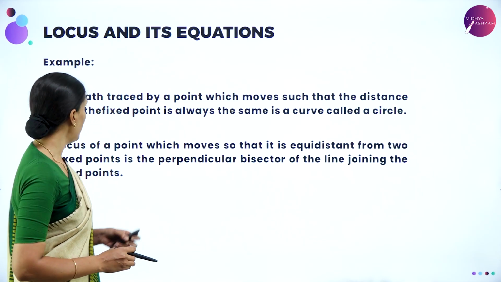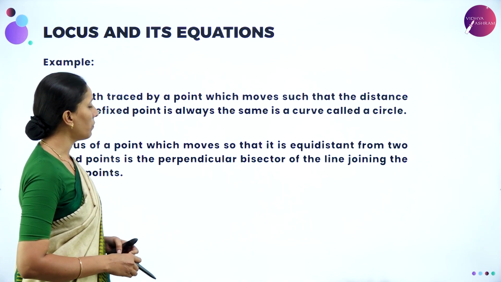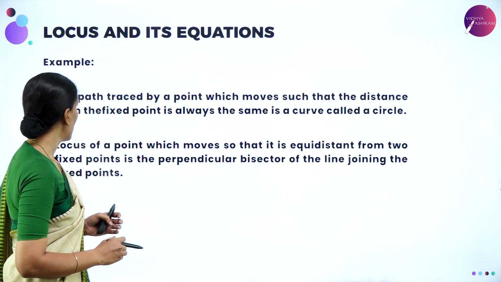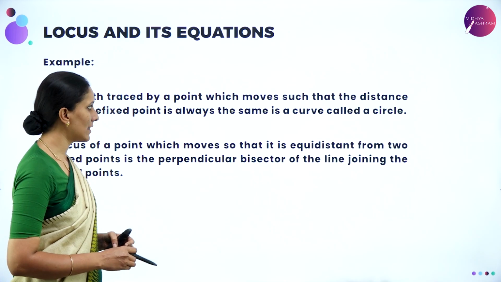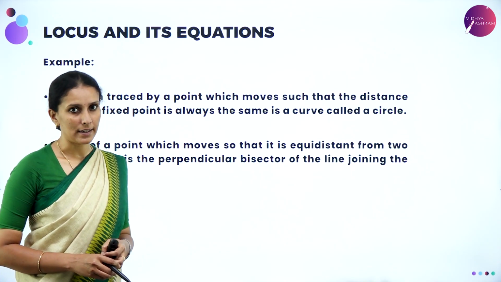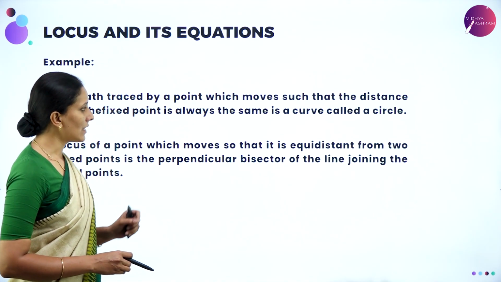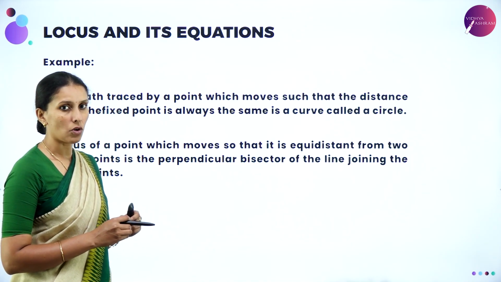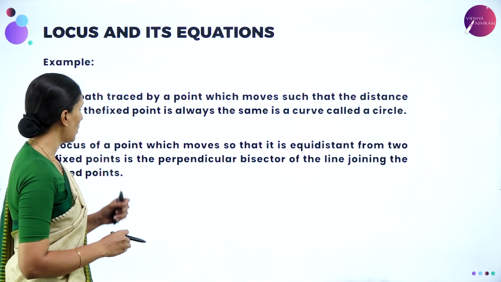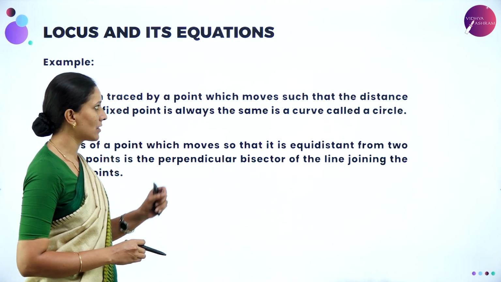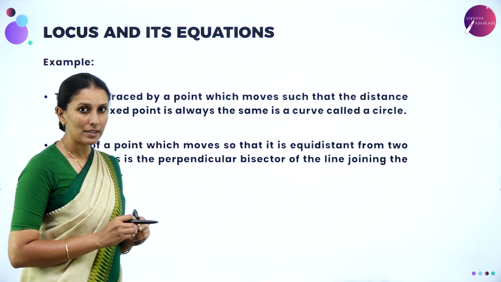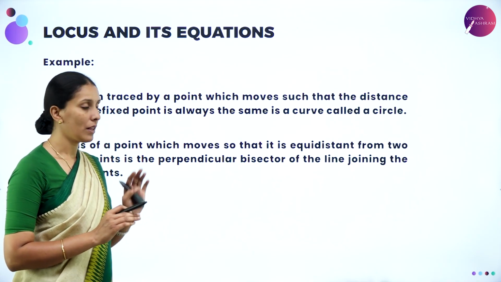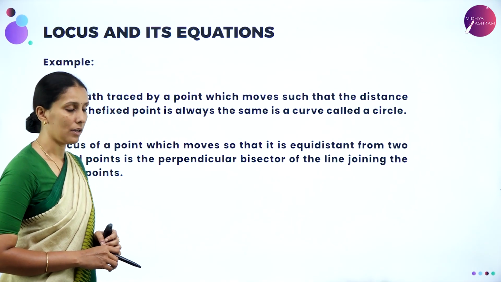Now for example, the path traced by a point which moves such that the distance from the fixed point is always the same is a curve called a circle. So we know that for a circle, from the center, the distance will be equidistant to the points of the circle. Therefore, if it is a path traced in such a way that the distance from the fixed point is the same, then it is called a circle.